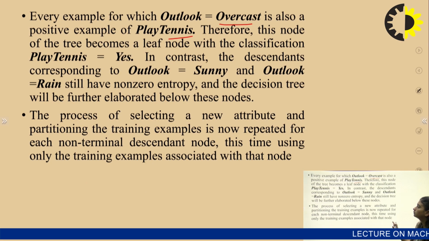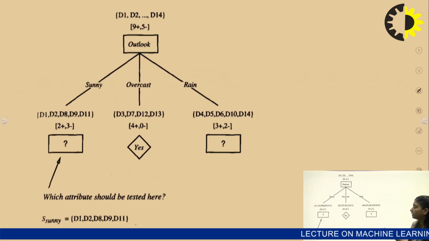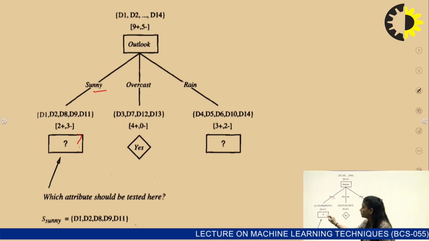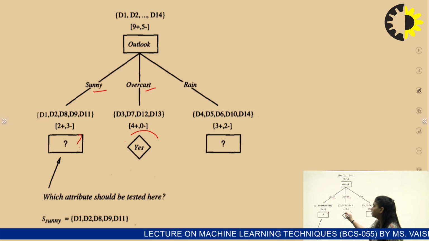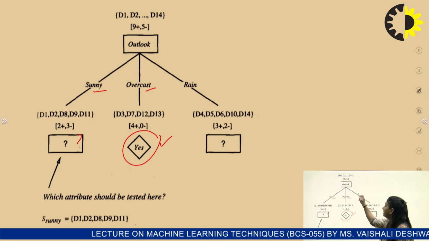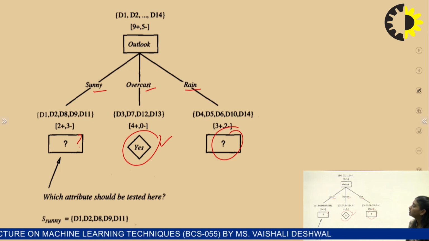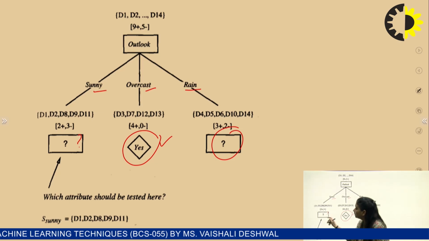Okay, so this will be a diagram. Outlook, if the value is sunny, then what will be the next attribute? If it is overcast, then we can directly say it's a yes. And if the outlook is rain, then what will be the next attribute? Okay, so we need to find out which attribute should come here.